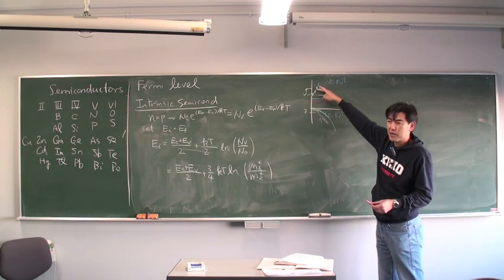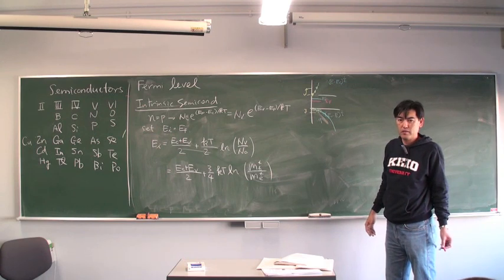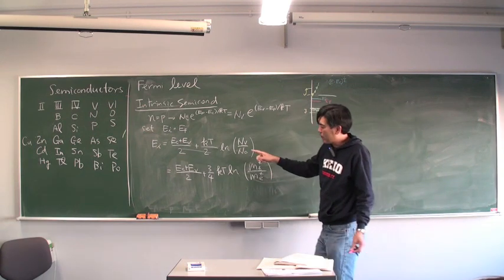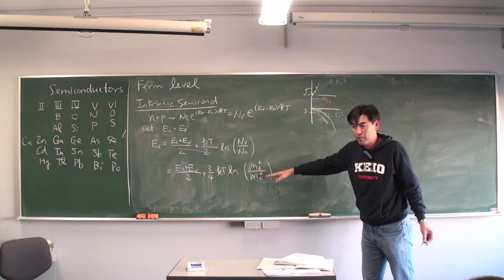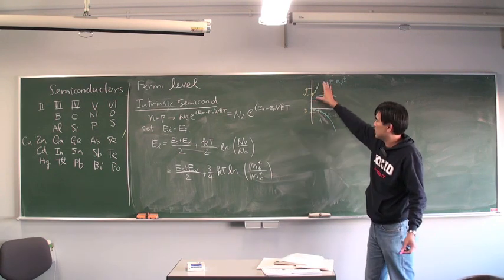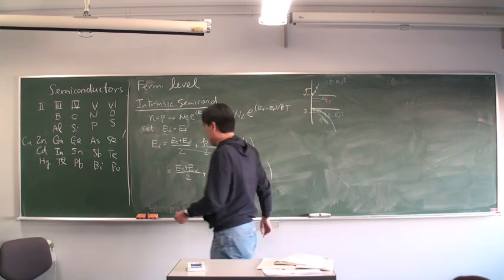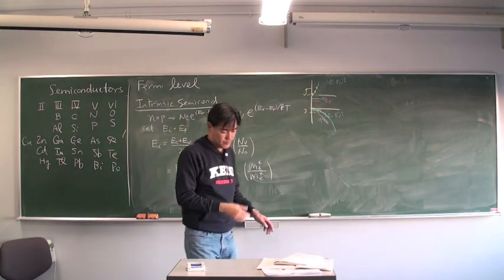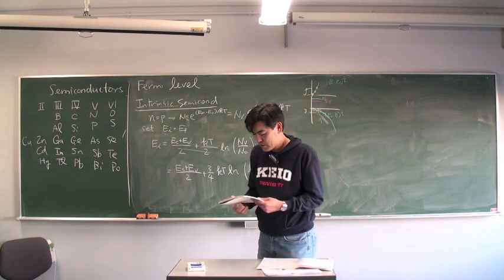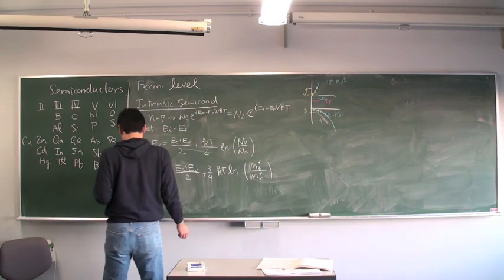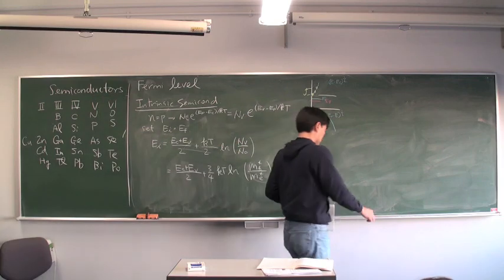You have a higher probability of finding an electron higher in energy, right? So this is why the Fermi level of the intrinsic semiconductor depends on the mass ratio. And that's only because of how much energy they occupy. So that's basically an intuitive description of where the Fermi level is. Okay.